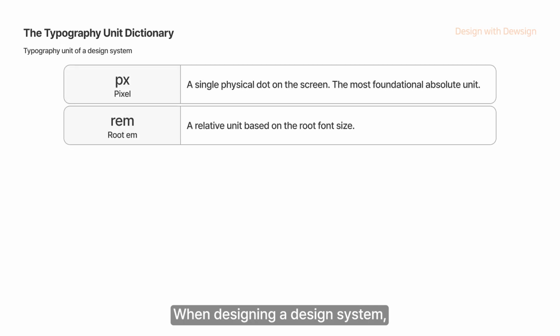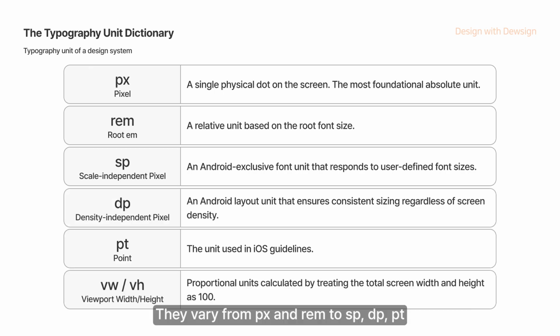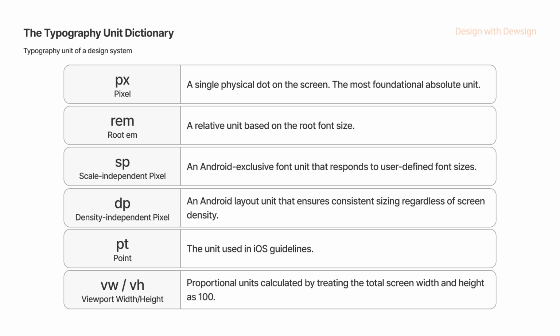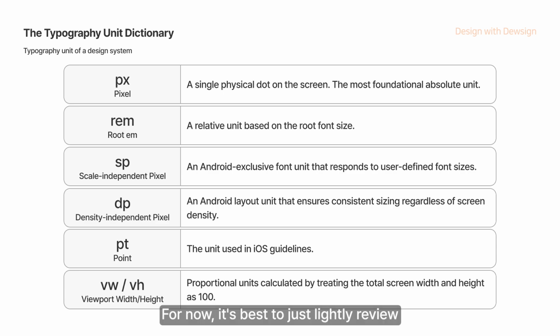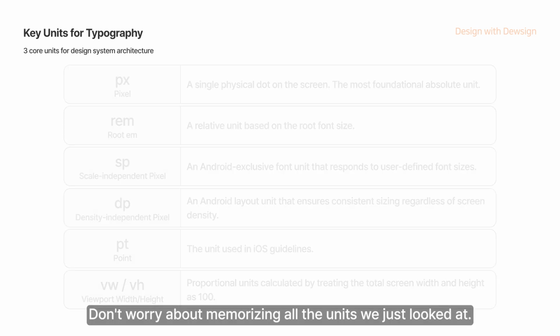When designing a design system, a huge number of units come flying at you during communication with developers. They vary from PX and REM to SP, DP, PT, and even VW and VH. For now, it's best to just lightly review their names and general concepts on the screen. Don't worry about memorizing all the units we just looked at.